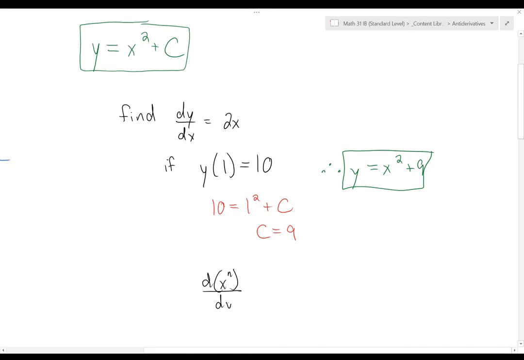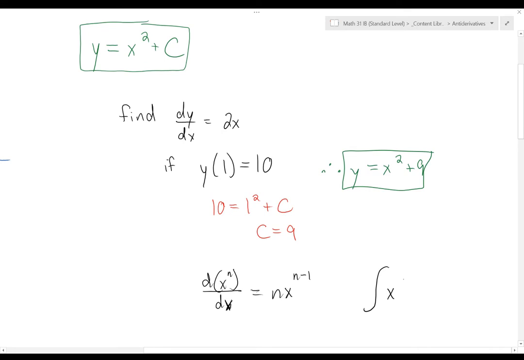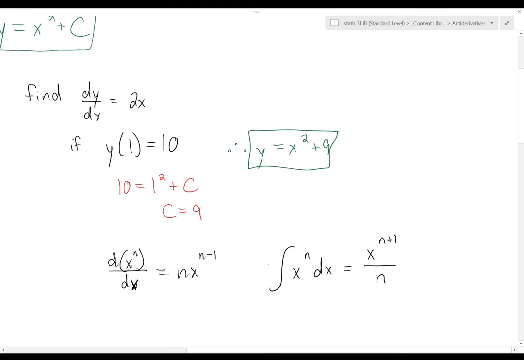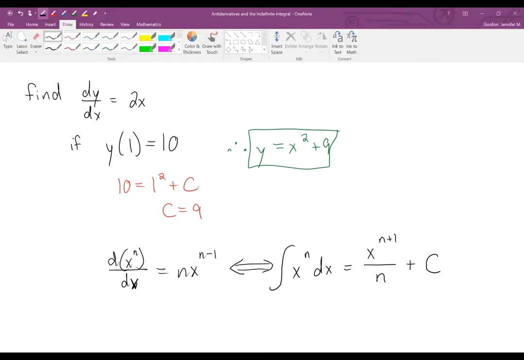So we know that when we are deriving x to the power of n with respect to x, we get n times x to the power of n minus 1. So when we're going the opposite way, the antiderivative of x to the power of n with respect to x is going to be x to the power of n plus 1 divided by n plus 1. So that is what we end up with for antiderivatives. It's basically the opposite of the power rule. These things are connected to each other. Plus, of course, a constant, because we do not know if there has been a translation or not.